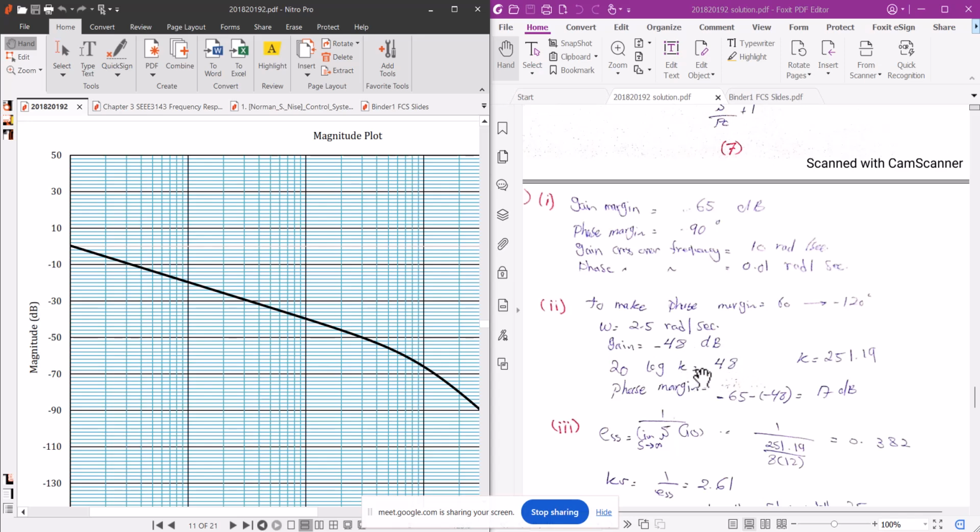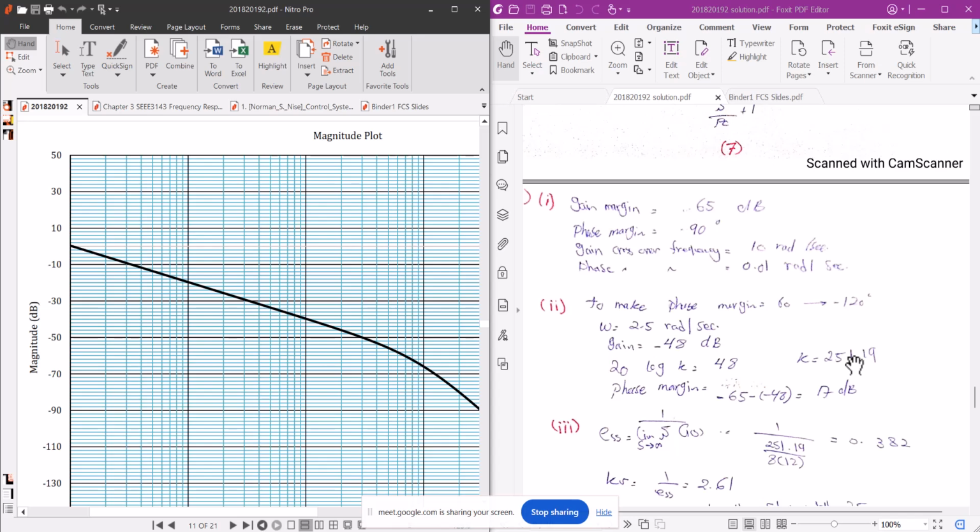Basically it's 10 raised to the power 48 over 20. It will be like this, 251.19. So that is the gain. You need to operate the system at this gain in order to get a phase margin of 60 degrees. You have to increase the gain up to this. You have to make your gain 251.19.